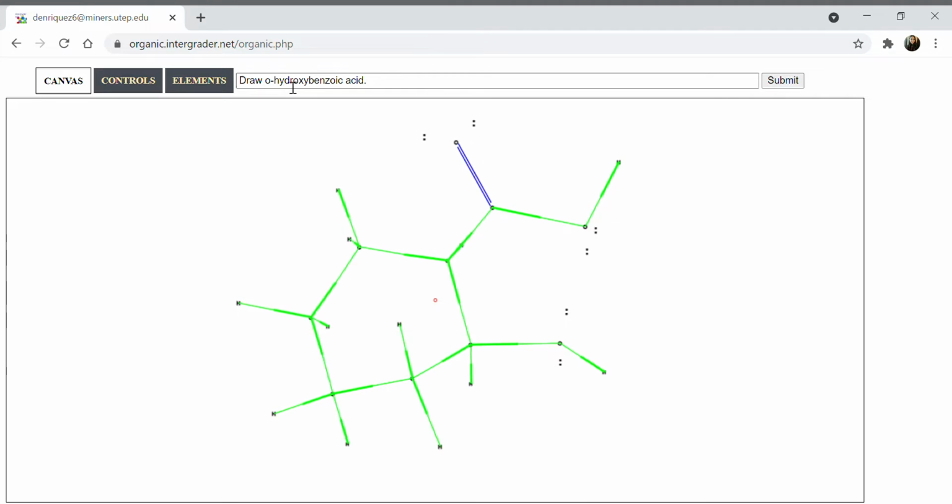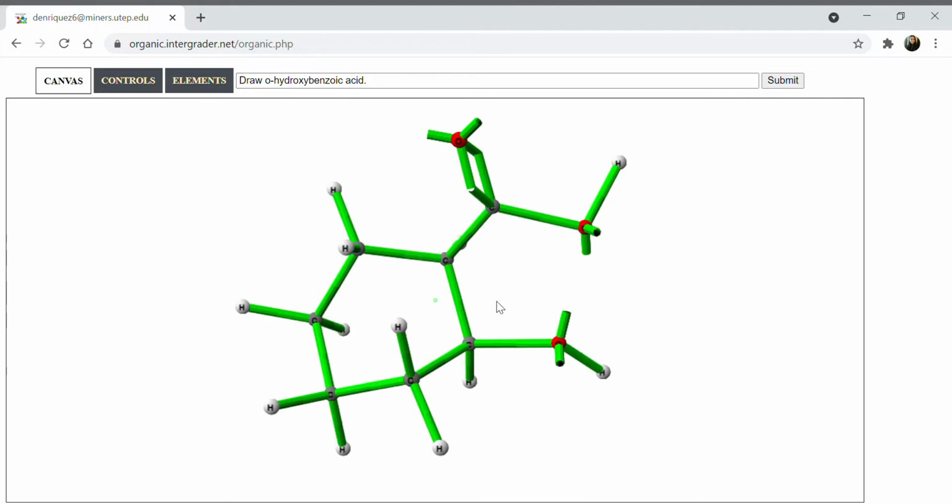So hydroxy gives indication there's an OH group, and this O indicates that it's 1 bond away from this carboxylic group. Had it been M, then it would be 2 bonds away, so it would be attached here. And had it been P, it'd be on this one, 3 bonds away. I think P stands for para, and then this one's meta, and this is ortho.